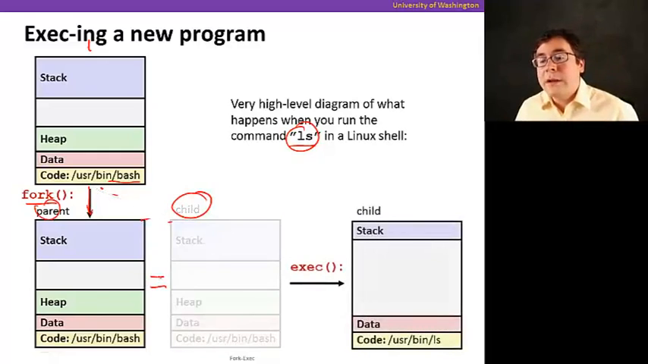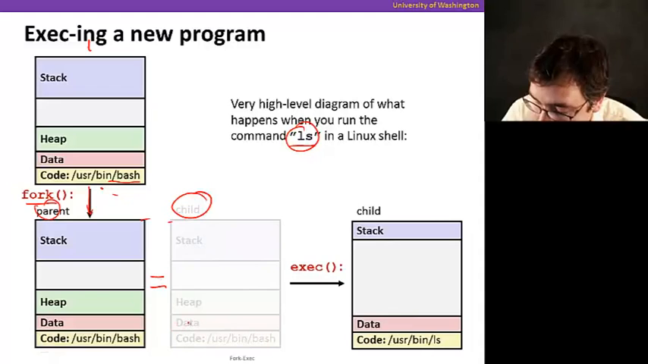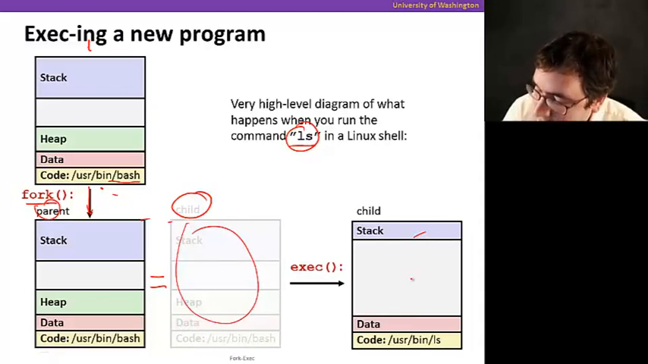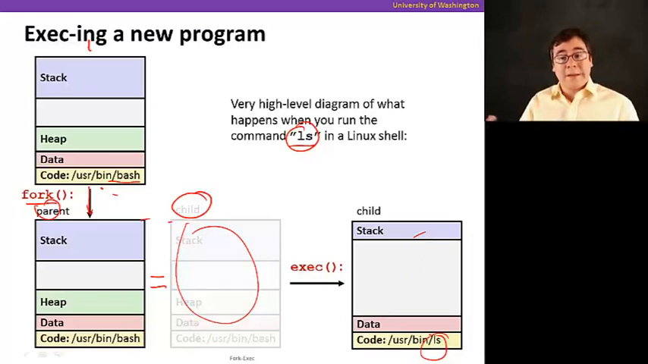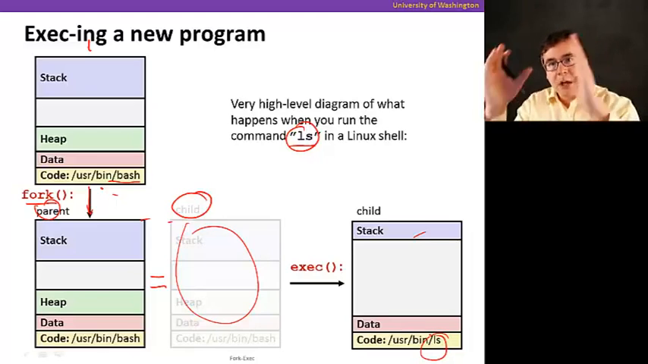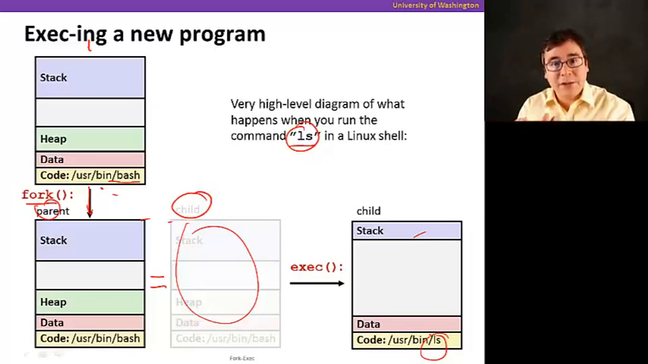But now what it needs to do is call exec and replace what was there in the child with the stack, the address space, and the code for the program ls that's going to list the directory. So that's a high-level view. Bash, which is also a process, happens to be your shell. When you type ls, it's going to create a new process, and it's going to replace the child process with the code and address space for ls, because ls is just a program.